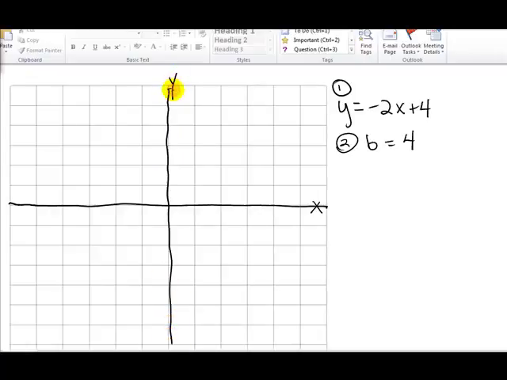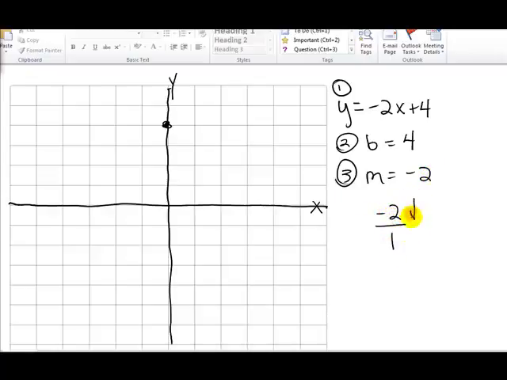This is my y. I will begin at the 4 on the y. So my first dot, 1, 2, 3, 4, goes right here. And then number 3, my m is negative 2. And I need to write that as a fraction. So negative 2 over 1.